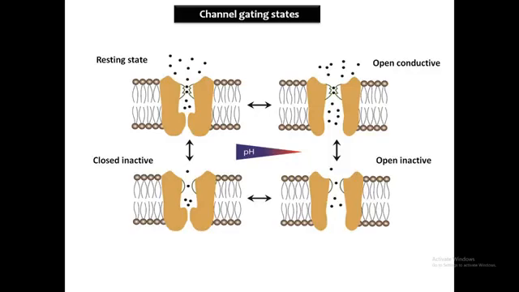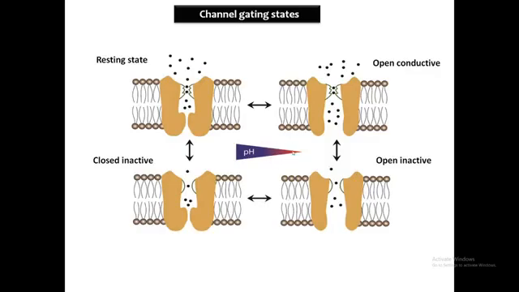Typically, an ion channel shuttles from one state to another. As you can see over here, there are different states. In the resting state, one would find the channel in a closed conductive state, meaning it has two gates, one on the extracellular part and one on the intracellular part. Both the gates are closed, so no ions are going to pass through the cell membrane.